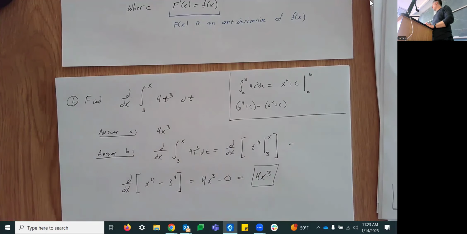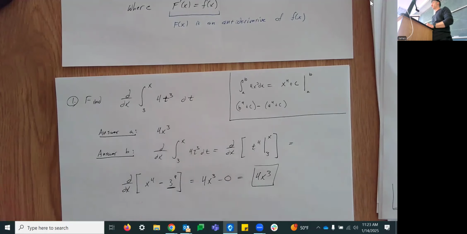So look what we've done. We took an antiderivative, we replaced t with x, replaced another t with a constant, and once this is a constant, its derivative is going to be 0, so it doesn't matter. Then we took the derivative, and we got back to where we started, except now we have an x variable instead of a t variable.